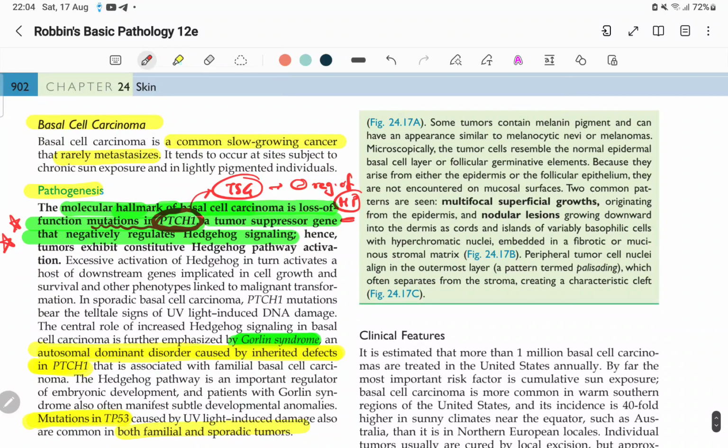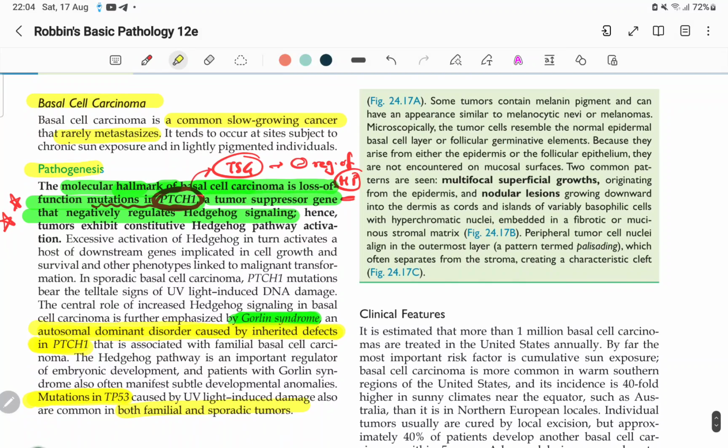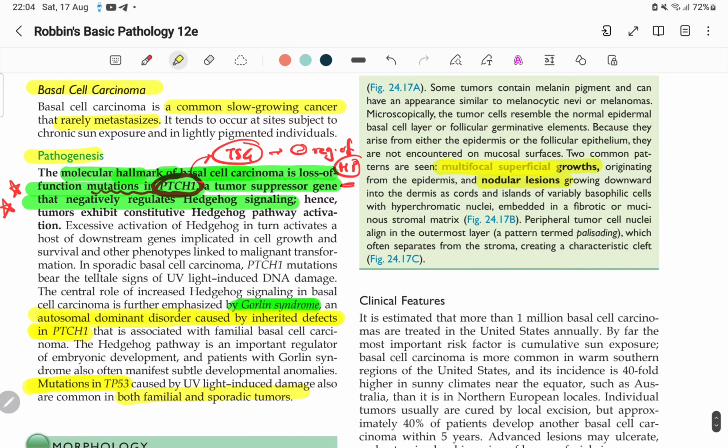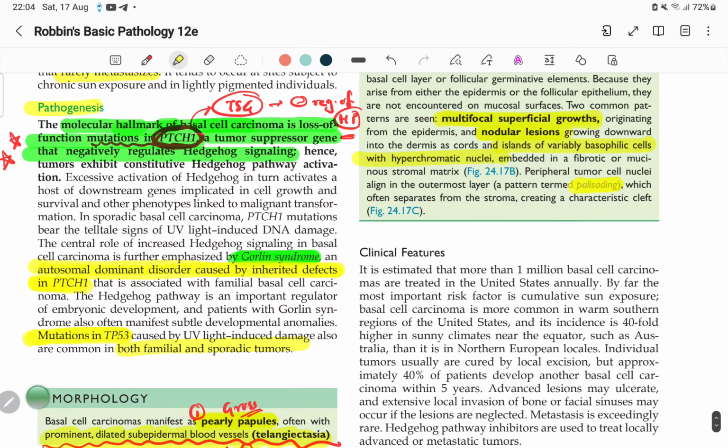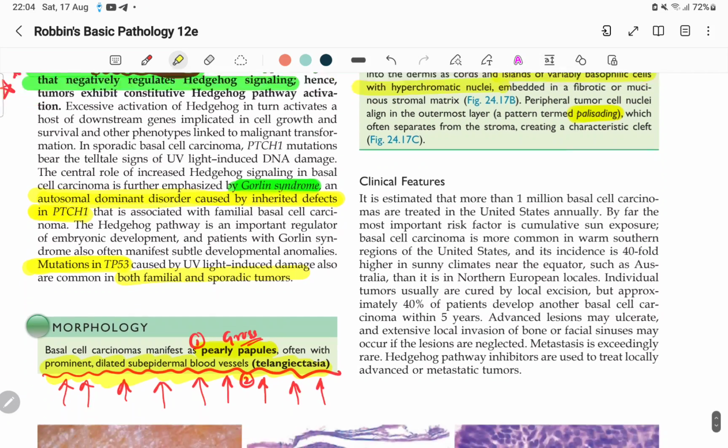Okay, and microscopically they arise from the epidermis or the follicular epithelium. Two common patterns may be seen: multifocal superficial growth or nodular lesions. Islands of variably basophilic cells with hyperchromatic nuclei are also seen, and a palisading pattern may be present.